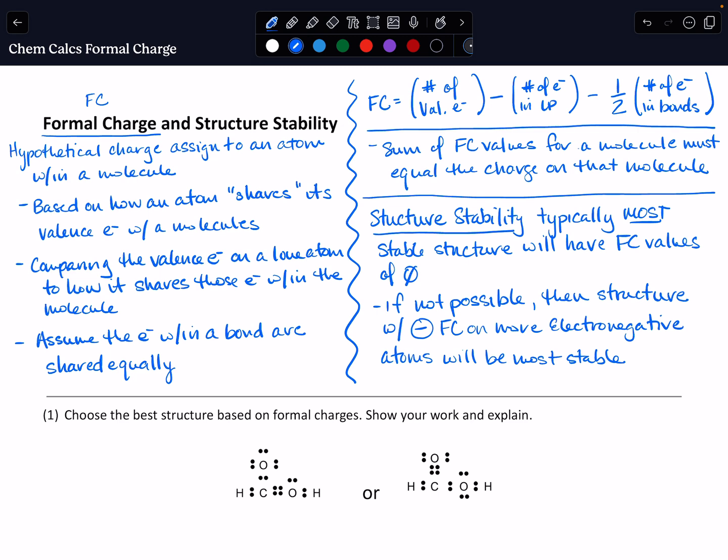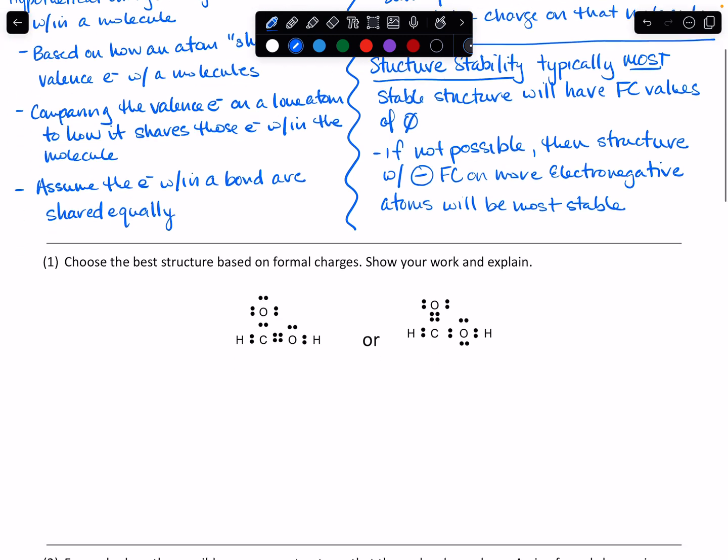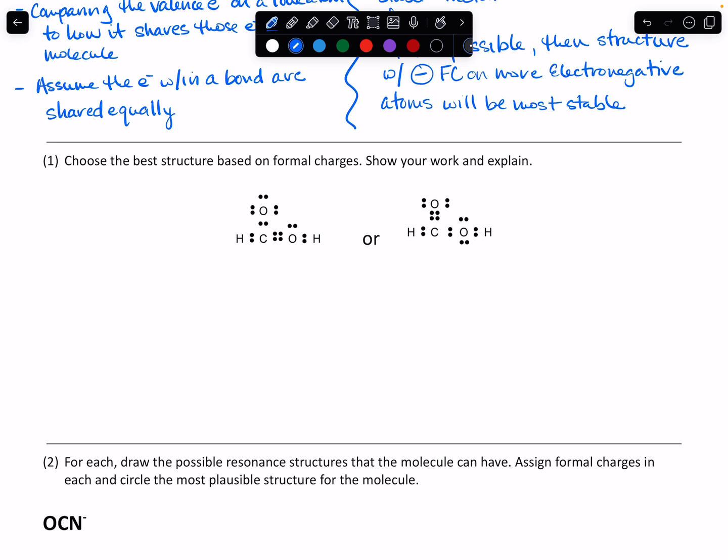If you can't do that, then you want to look for the structure that puts the negative charges on the more electronegative elements and the positive charges on the less electronegative elements. And then that is going to be your most stable structure. All right, so we're going to practice. We're going to do a couple different problem types. These can be a little tedious, but it's really good practice.